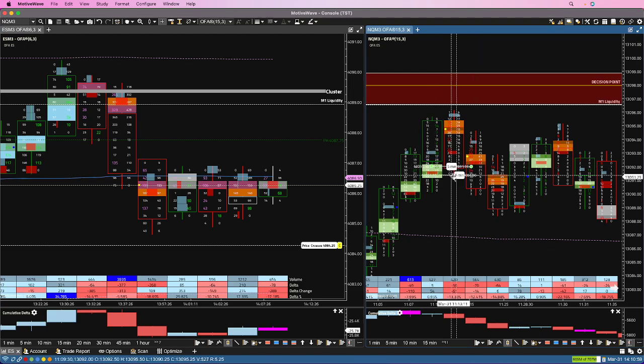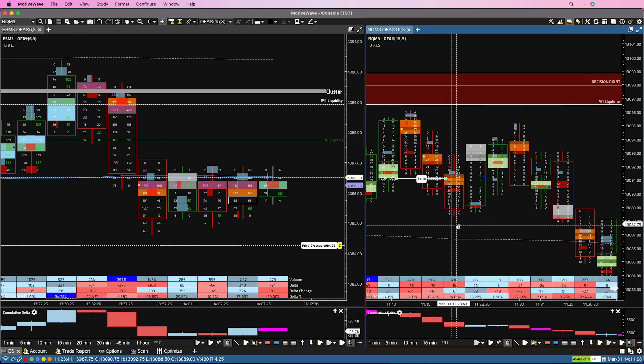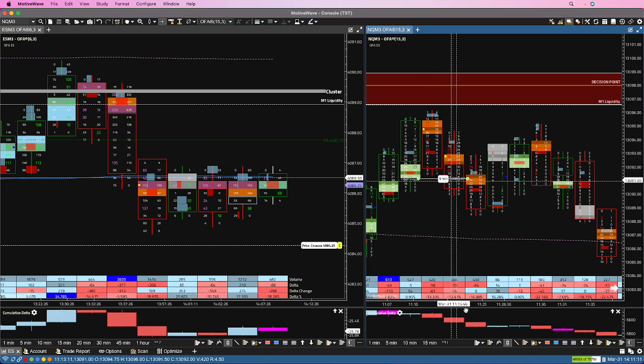Okay, when price breaks this structure, we have a volumetric engulfing here.